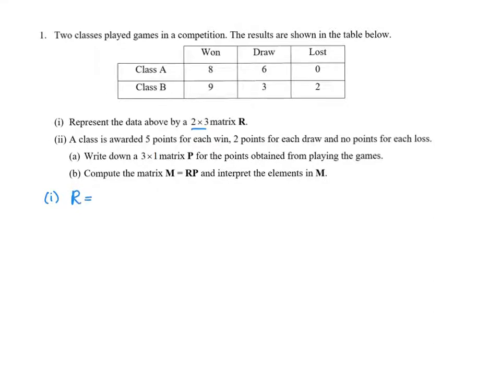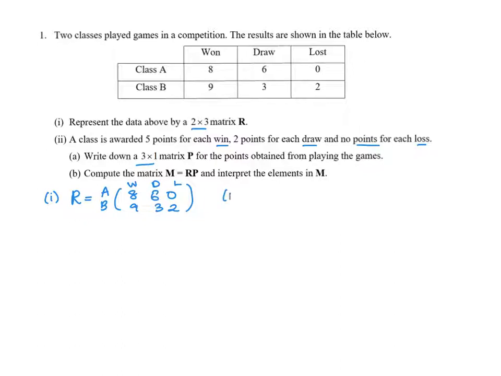So I have two rows. The two rows are class A, class B, and three columns: won, draw, loss. So the answer will be... A class is awarded 5 points for each win, 2 points for each draw, no points for each loss. Write down a 3 by 1 matrix P.